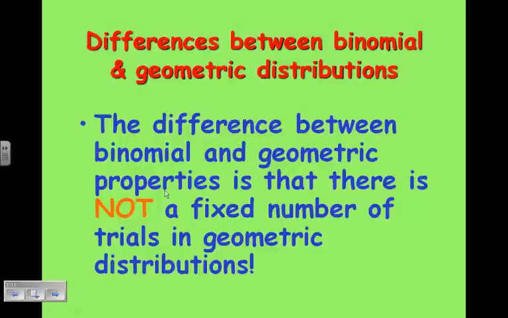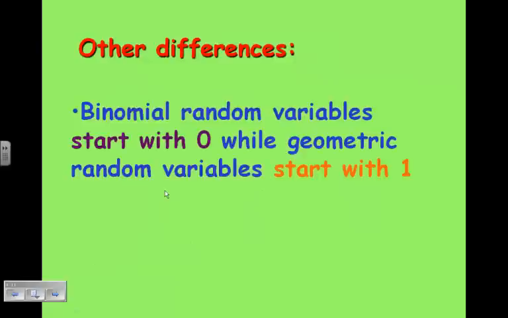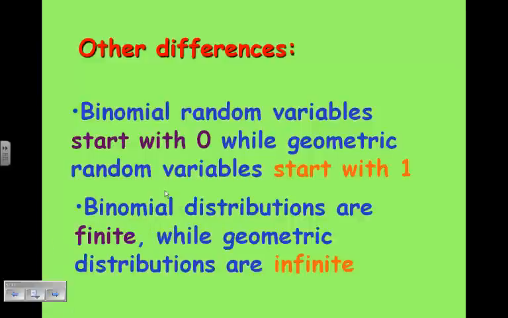So if we're going to make a distribution, it's going to be difficult, right? This is the difference between binomial and geometric properties: there's not a fixed number of trials in geometric distributions. Other differences. A binomial random variable will start with 0, because you could have 0 successes, 1 success, 2 successes, 3 successes, and so on. A geometric random variable will start with 1, because you can't succeed in 0 tries. You have to at least try once in order to have a success. Binomial distributions are finite, meaning they stop, while geometric ones are infinite, meaning they never stop.